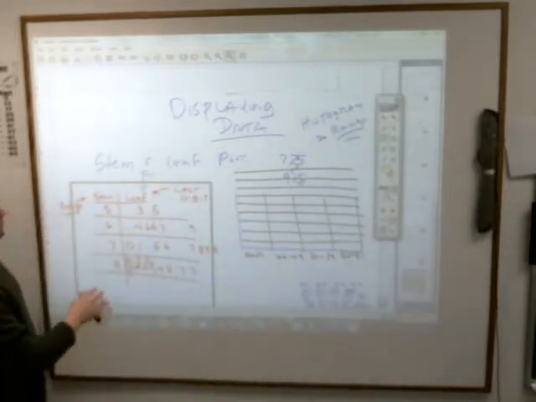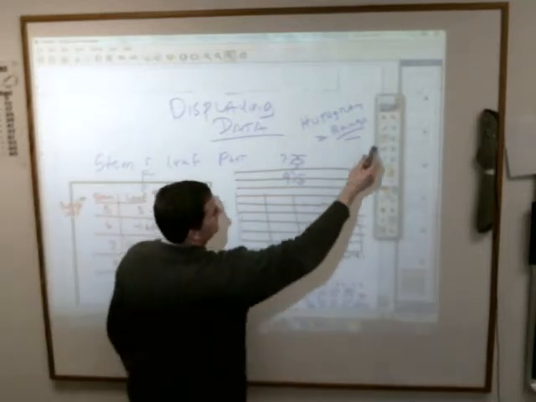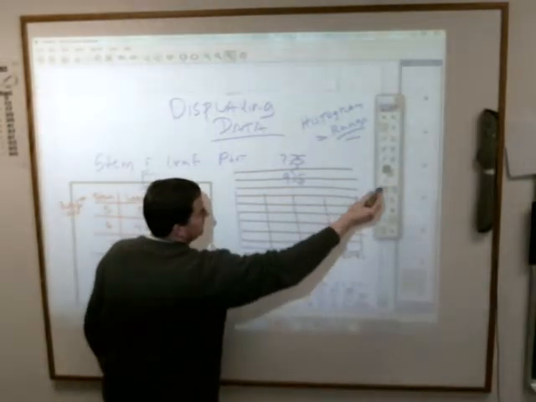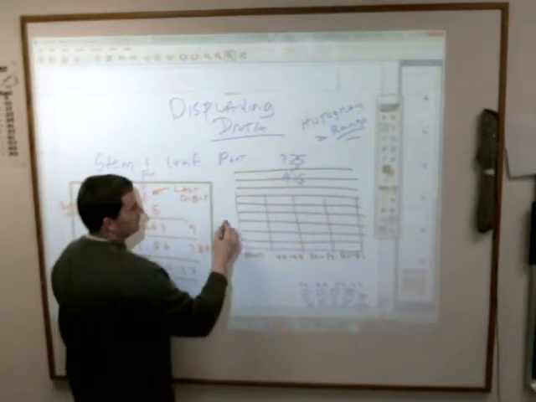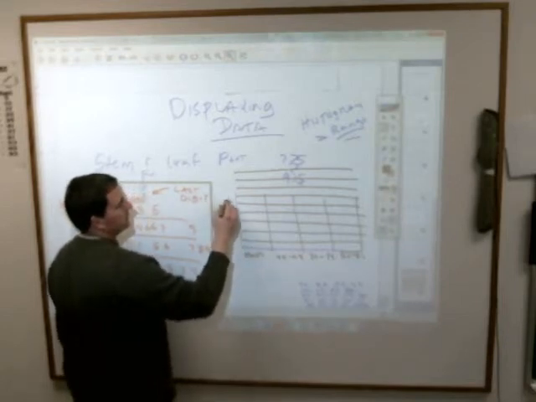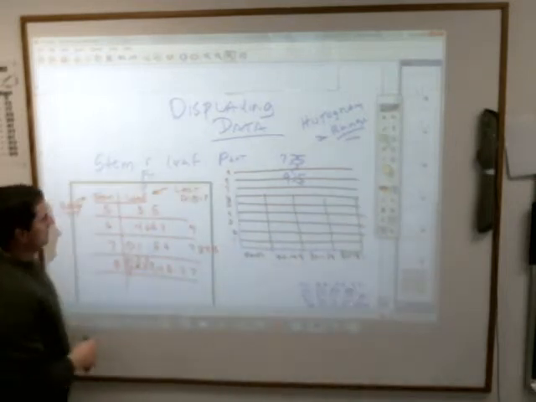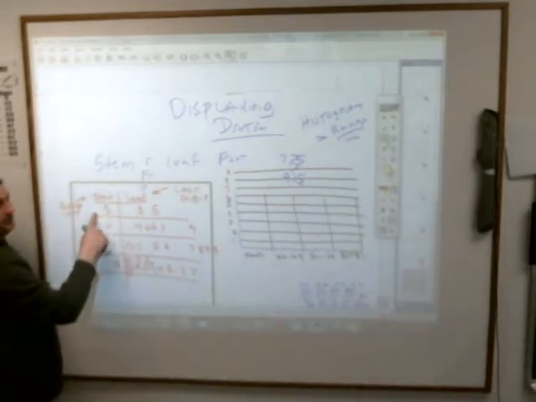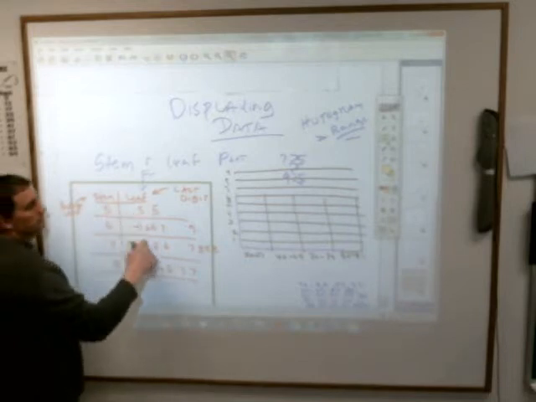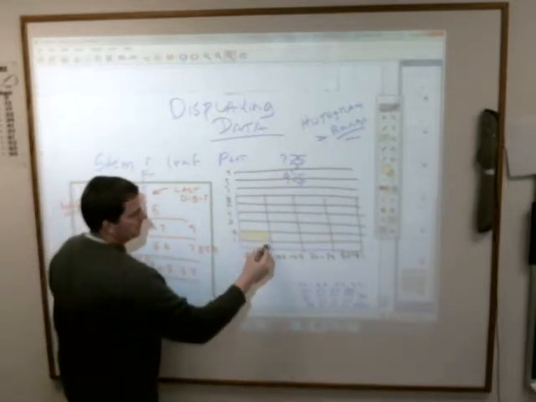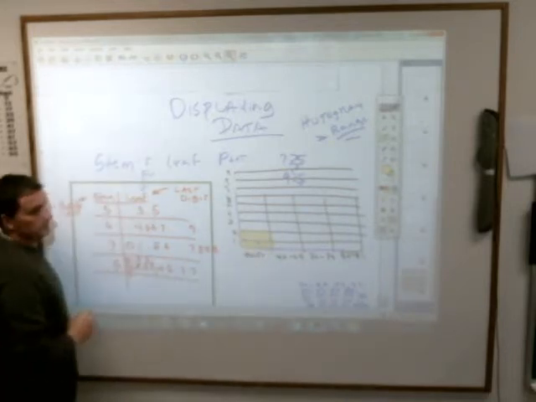So, how many numbers do I have? Oh, sorry. Let me label this. 1, 2, 3, 4, 5, 6, 7. How many numbers do I have that are in the 50 to 59? Just two. So your little bar graph would just go up two there.